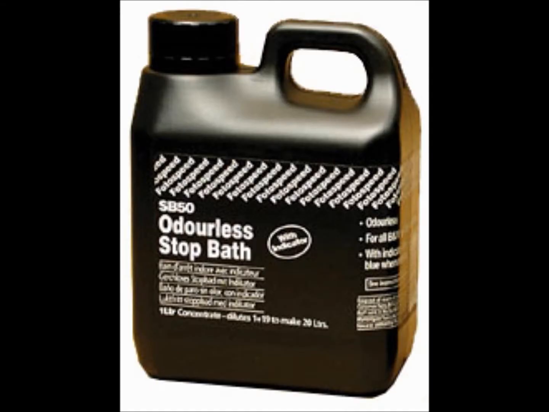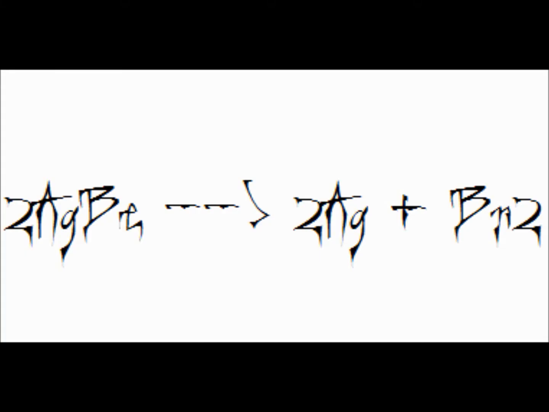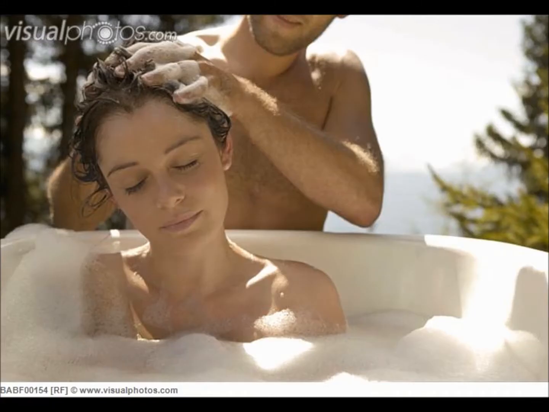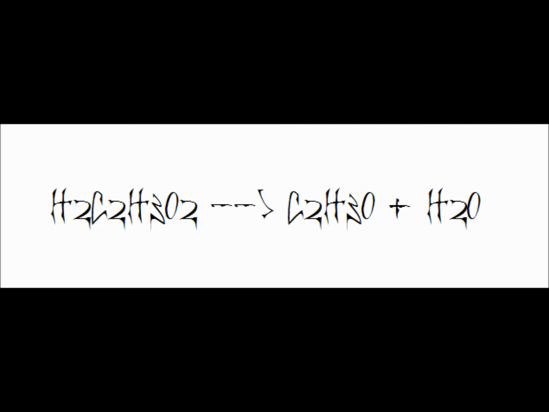The stop bath solution is the next thing to be added. The chemical equation is 2AgBr to 2Ag plus Br2. After this, the mixture is washed, so that part of it returns to how it once was. Water is obviously added, which causes the following reaction to take place: H2C2H3O2 to C2H3O plus H2O.